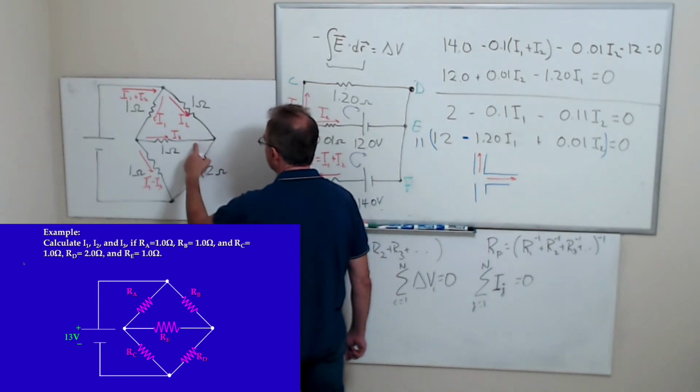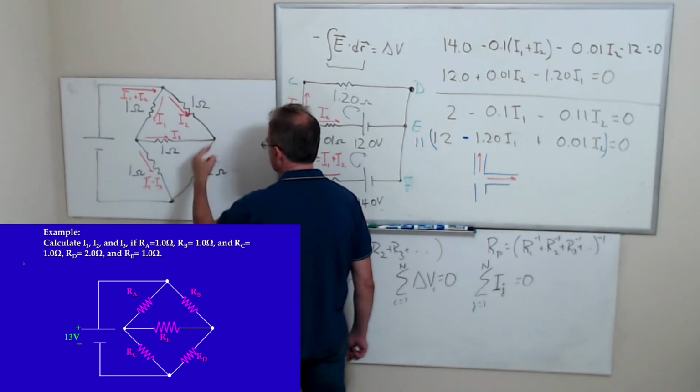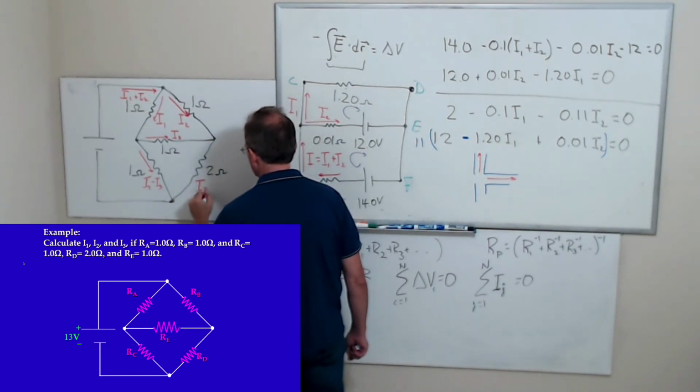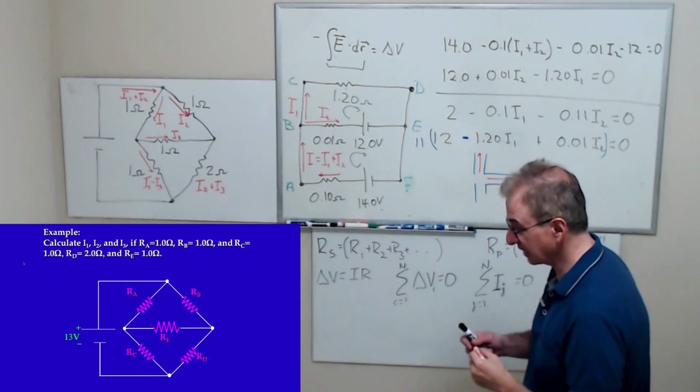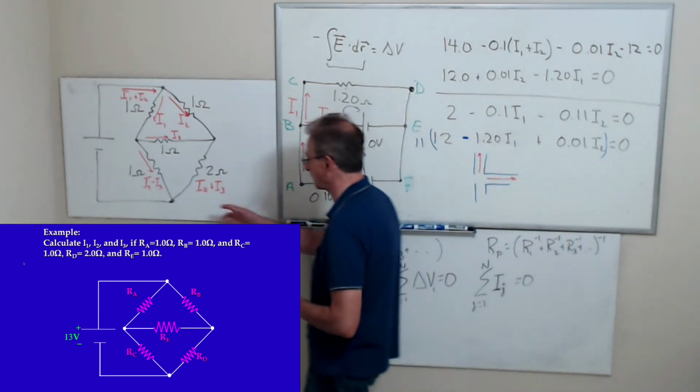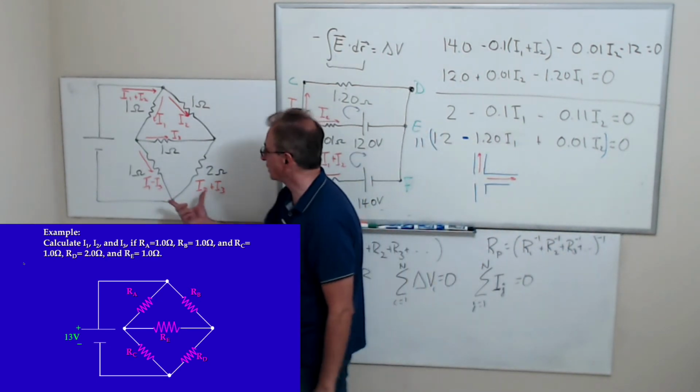Well, if this is I3 and this is I2, they come to this point. This has got to be I2 plus I3. So really, I only have 3 independent currents. It takes a little while to get used to identifying the currents. This is the hardest part, to me, this is the hardest part of the problem.